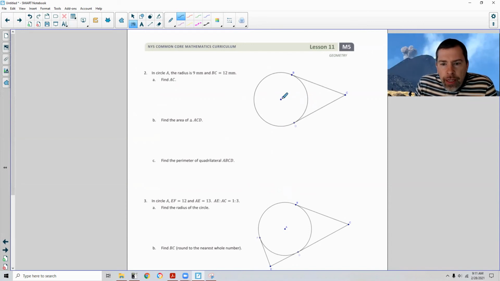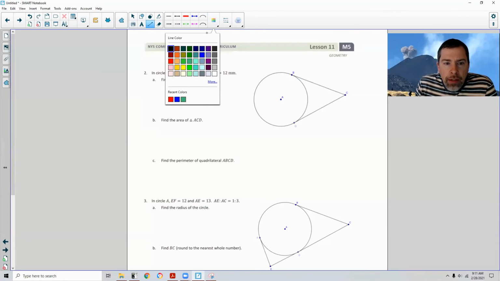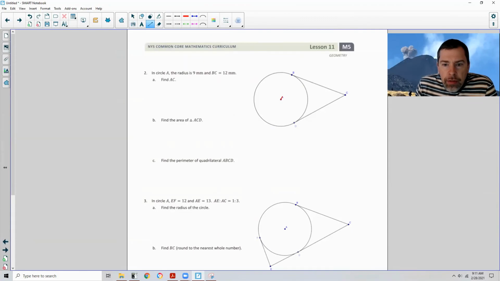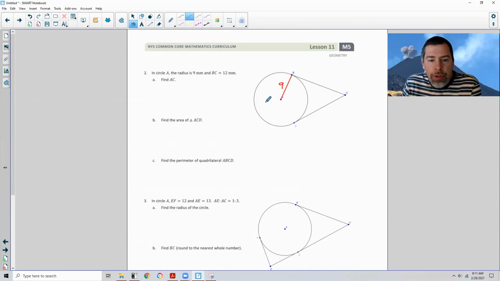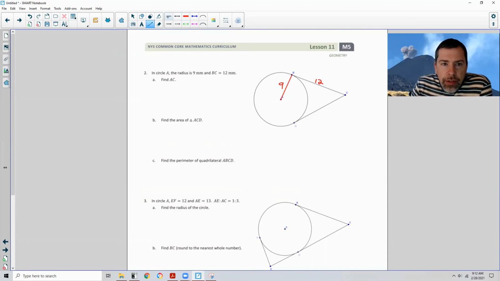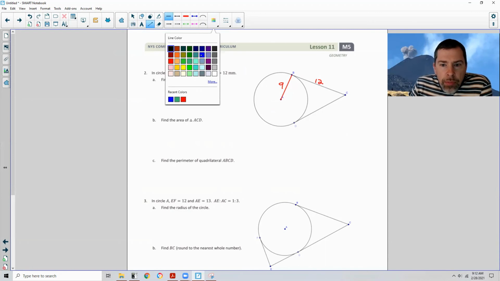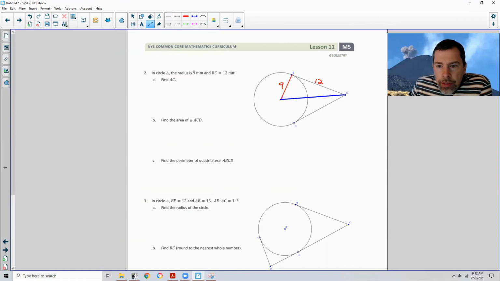So in circle A, the radius is 9. The first thing I'm going to do is draw a radius. And how about red? So from here to here, that is a length of 9 millimeters. I don't like cluttering up my diagram with the unit of measure, so I'll just put a 9. And BC equals 12, that is over here. It says to find AC. Well, AC is not even there, so let's find it. AC is right here.